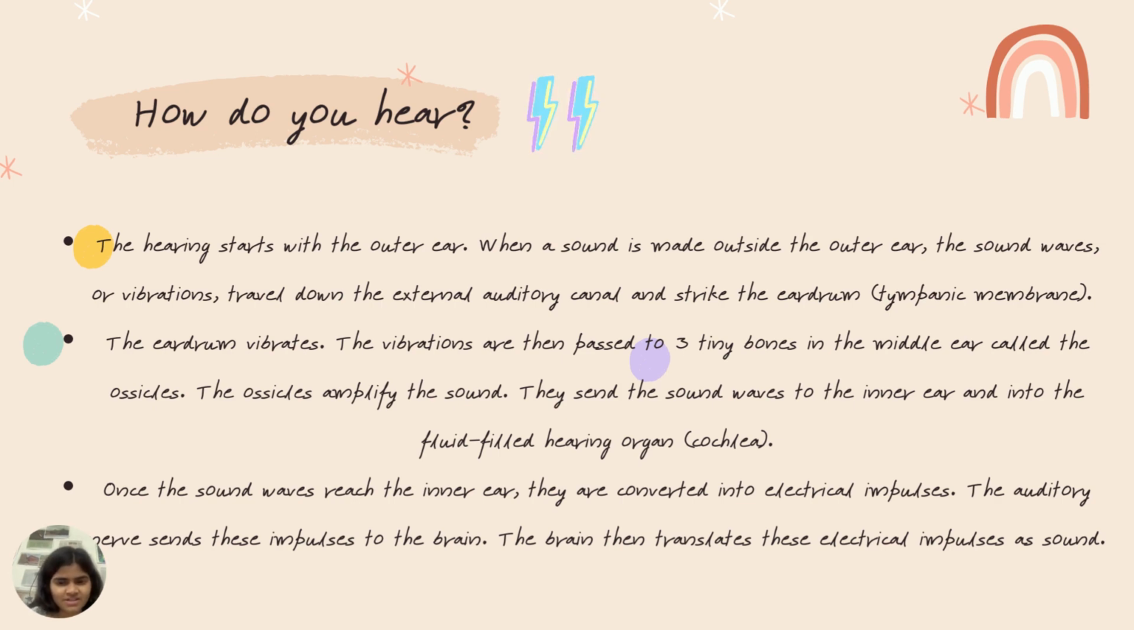When a sound is made outside, the sound waves travel through our external auditory canal and strike the eardrum. The eardrum vibrates, and these vibrations pass to three tiny bones in the middle ear called the ossicles, which amplify the sound. The sound waves are then sent to the inner ear, into the fluid-filled hearing organ, the cochlea, where they are converted into electrical impulses. These are sent to the brain, and the brain detects what kind of electrical impulses and what kind of sound these are.